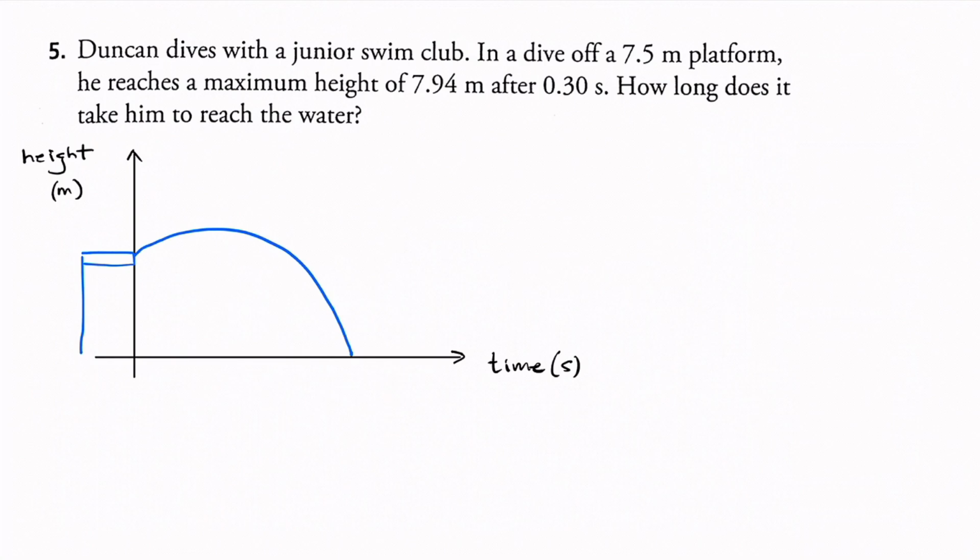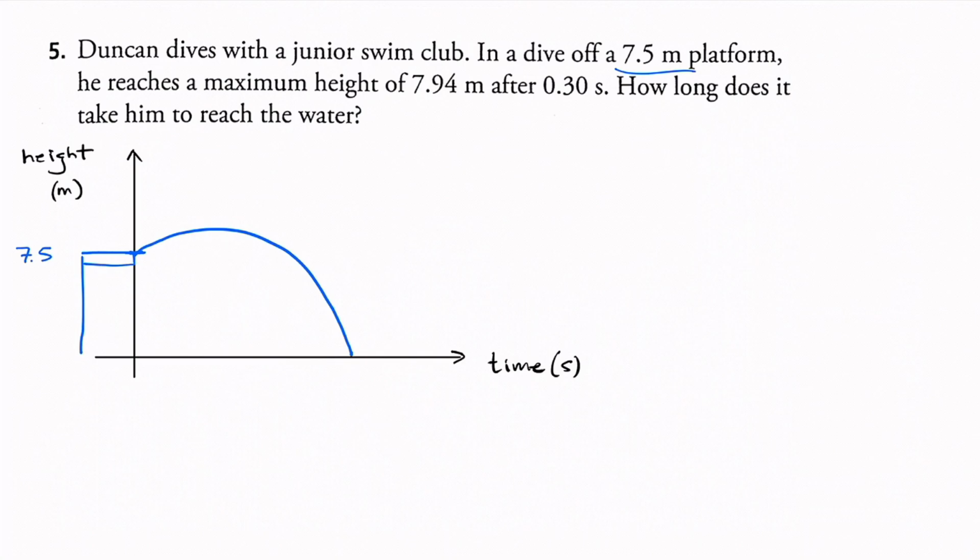So I can see that this is a parabola shape if it were to keep going both ways. But I'm really only interested in the portion where he jumps off, he's in the air, and then he comes down and hits the pool right here. So let's take the information we had in the question and put it onto our graph. It said he dived off a 7.5 meter platform, so that means this is 7.5 meters up in the air. So that point right there.